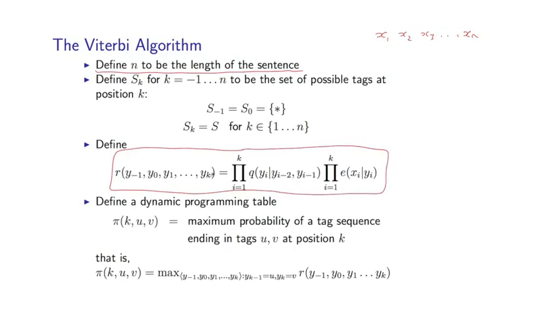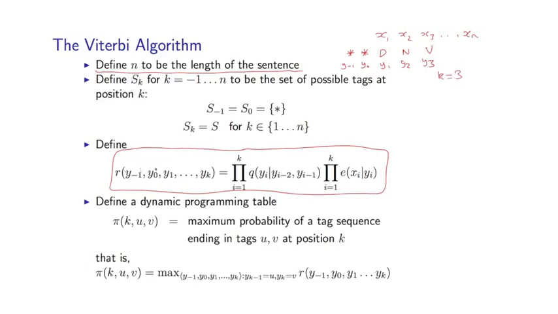So r is going to take a sequence of tags as input. We always have star star as y minus 1 and y 0. These are the start symbols. And then we could have some sequence of tags for y1, y2, y3. And so k is the length of the sequence. In this case, k equals 3.